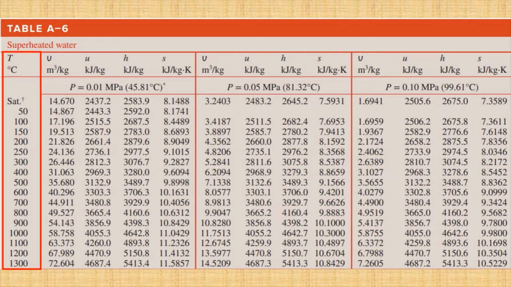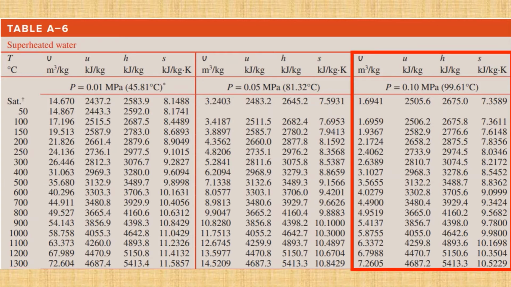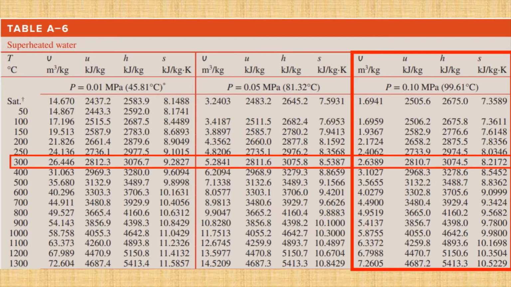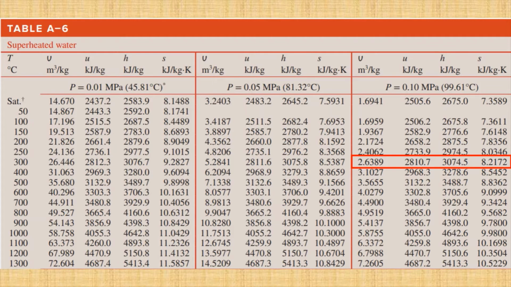For example, at a pressure of 100 kilopascals, which is equal to 0.1 megapascals, we would go to this box first, and then read across the row with the temperature value, let's say 300 degrees Celsius. The intersection of the box and the row, shown here, contain the specific properties for water at 100 kilopascals and 300 degrees Celsius. These are the specific volume, specific internal energy, specific enthalpy, and specific entropy.